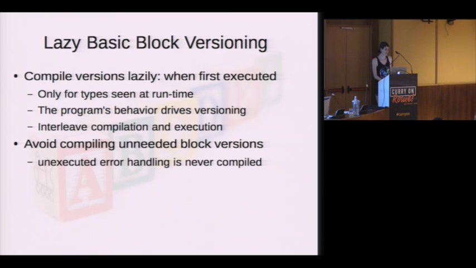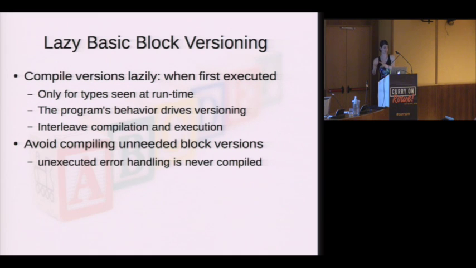So lazy block versioning compiles versions lazily when they are first executed, and only for the type combinations that are actually seen at runtime. So the program's behavior ends up driving the versioning, and we do this by interleaving compilation and execution. So when we get to a type check that we cannot determine which way it will go at code generation time, we install machine code stubs and we let the program execution tell us which paths are actually executed.